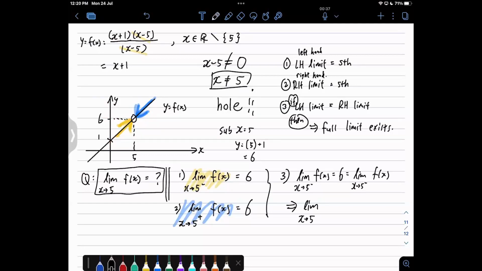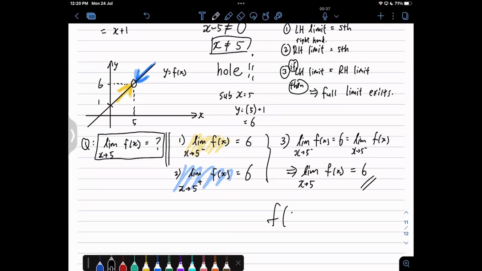Don't put a plus sign, don't put a minus sign at the top right corner. The limit of f of x is equal to 6. Is that clear? So the limit exists. The limit of this f of x as x approaches 5 exists. But how about the value? Does f of 5 exist? You did the worksheet already on the function notation. I hope you know what's f of 5.